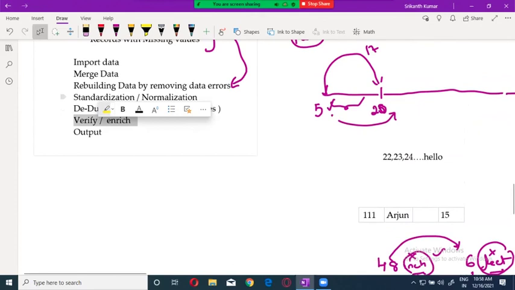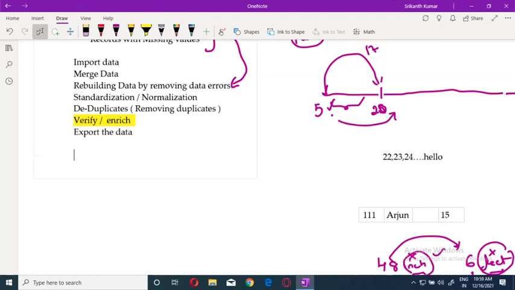Now you will go through the different processes and then output. This is nothing but exporting the data. I have to use the term export. Now what is the outcome of this? Yes guys, the outcome of this is data cleansing.